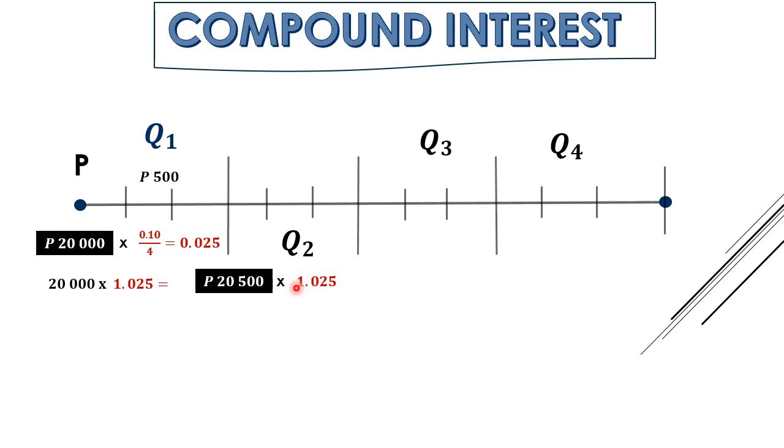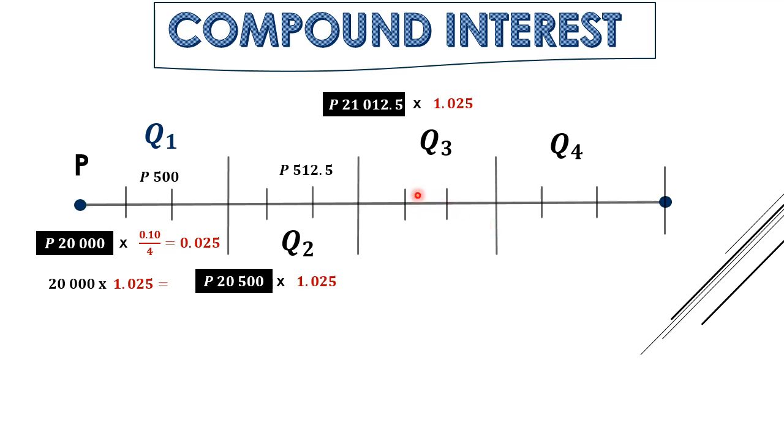and we multiply first the 20,500 with the quarterly rate. That gives us 512.5 pesos. So this is the interest earned for the second quarter. We add this to the 20,500 since this is already the new principal, so we have the new amount 21,012.5 pesos. This amount will be the new principal for the third quarter. We multiply again by 1.025, and the answer would be the new principal for the fourth quarter.